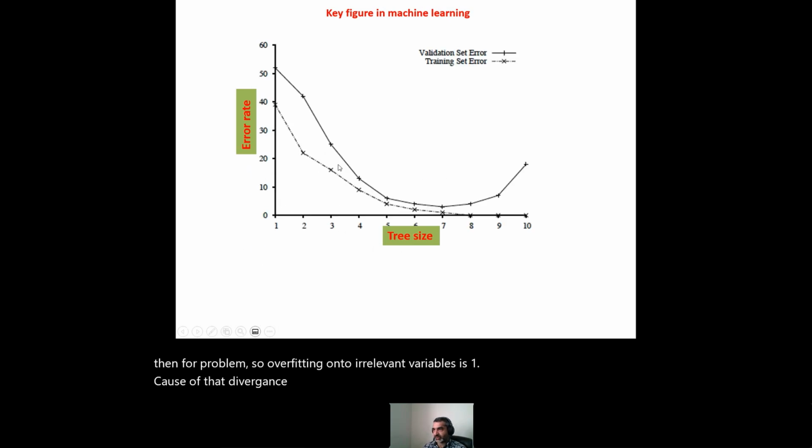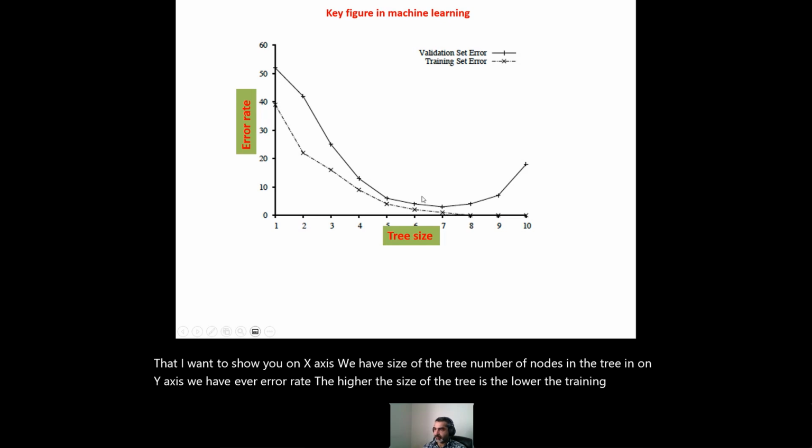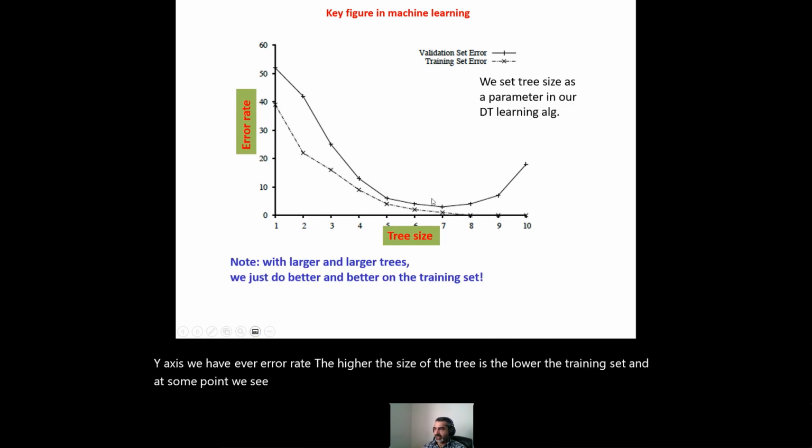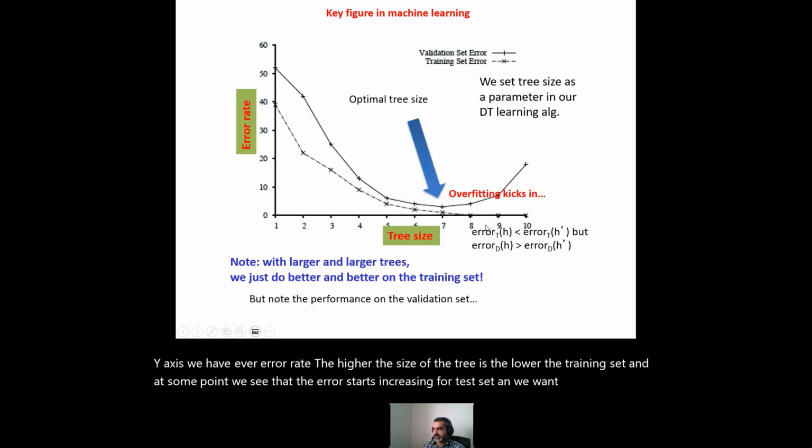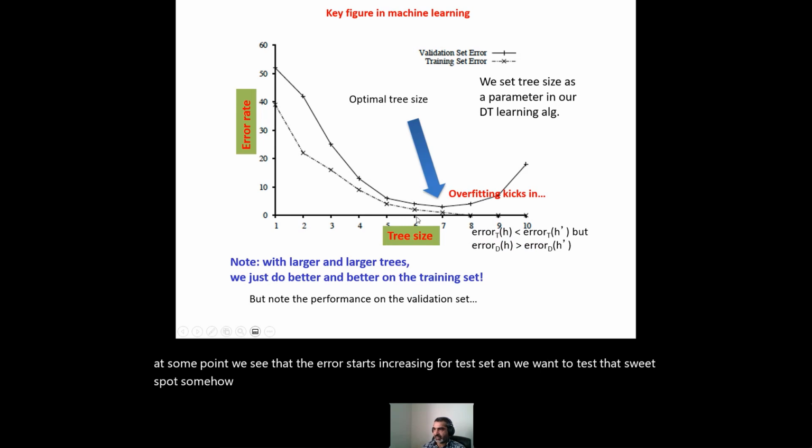And the next textbook graph for the same concept that I want to show you. On the x-axis, we have the size of the tree, the number of nodes in a tree, and on the y-axis, we have the error rate. The bigger the size of the tree, the lower the error on the training set. And at some point, we see that the error starts increasing for the test set, and we want to find that sweet spot. Optimal tree size, maybe 6 or 7 nodes. Less than that, we are underfit. Beyond that point, we are overfit.